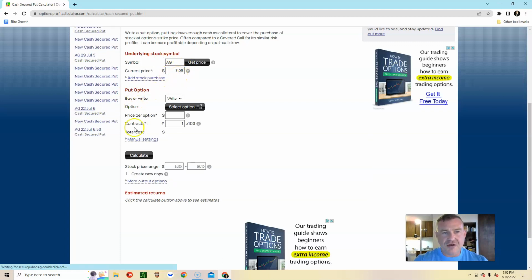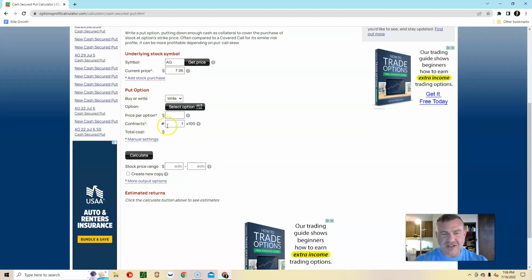Now under here, we're going to select what type of option we want to sell or buy, right? Buy or write. Write is the same thing as saying sell. So we're going to sell, so we're going to leave it on write. We write an option, we sell an option, whatever. Now let's take a look at this really quick.